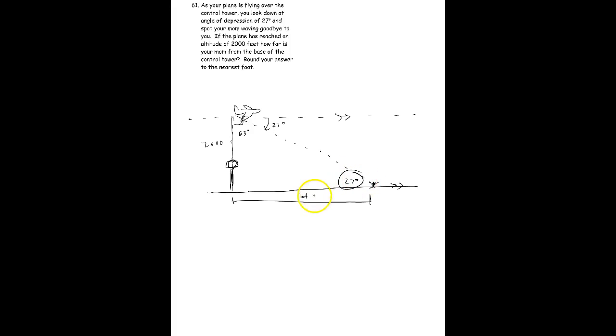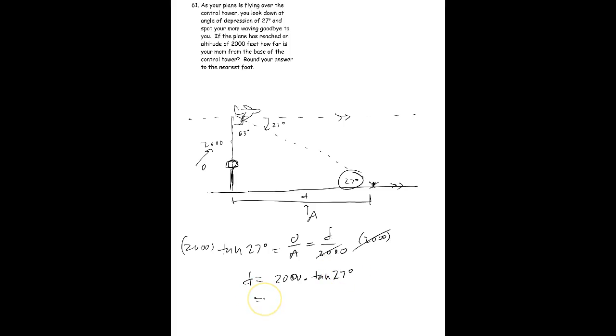And from the vantage point of this angle, we're looking for adjacent, and we have opposite. So O and A suggest we want to use tangent. Tangent of 27 degrees, which is that angle there, is going to be opposite over adjacent. That's D, the unknown, over 2,000. And then to solve this, we're going to multiply both sides by 2,000. Those 2,000s will cancel, so we have D equals 2,000 times the tangent of 27 degrees. If you punch that in your calculator.